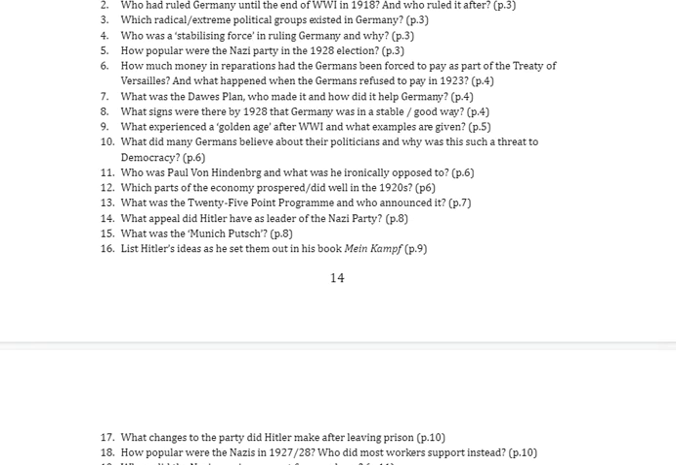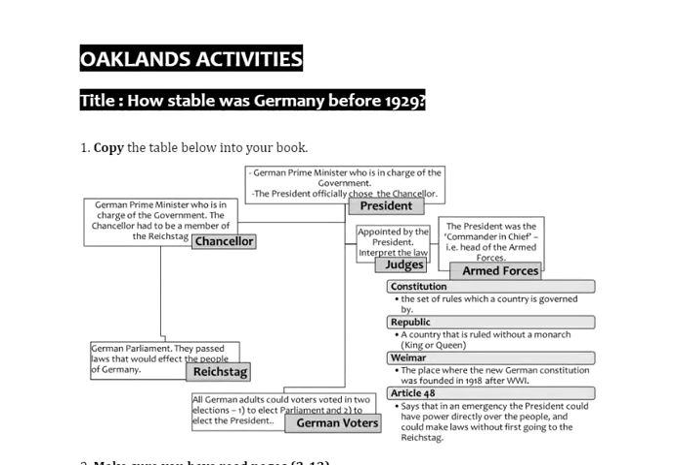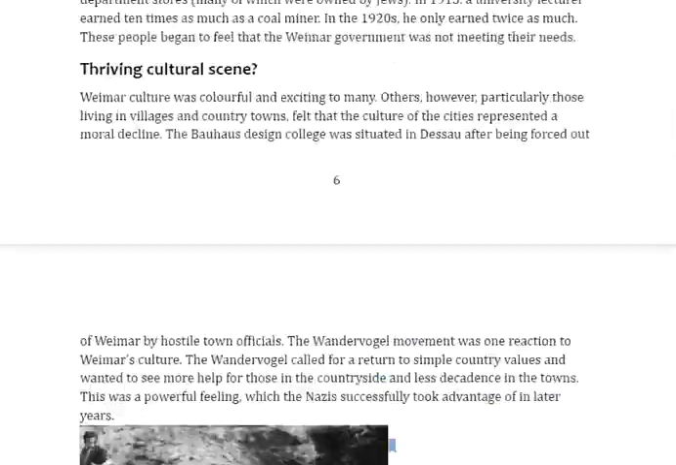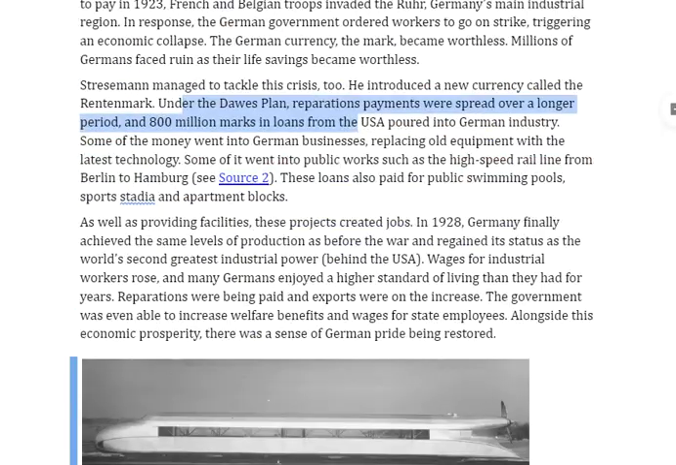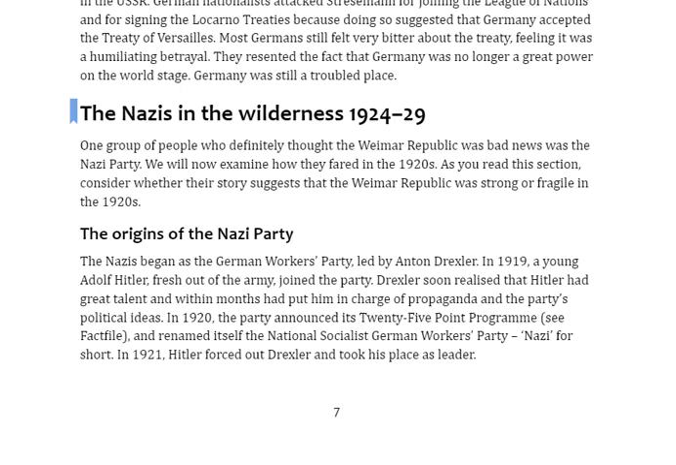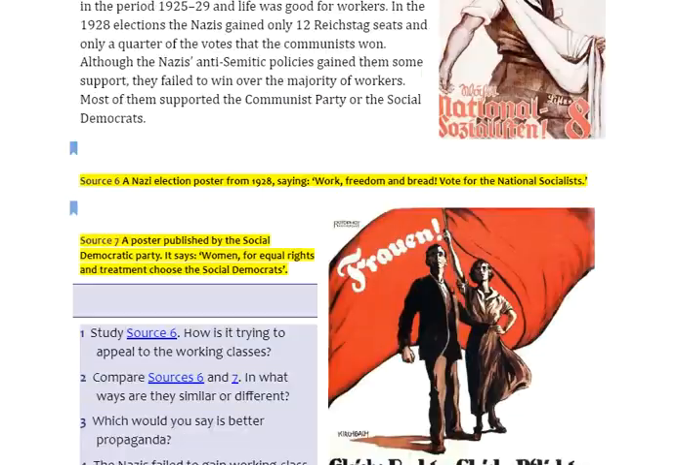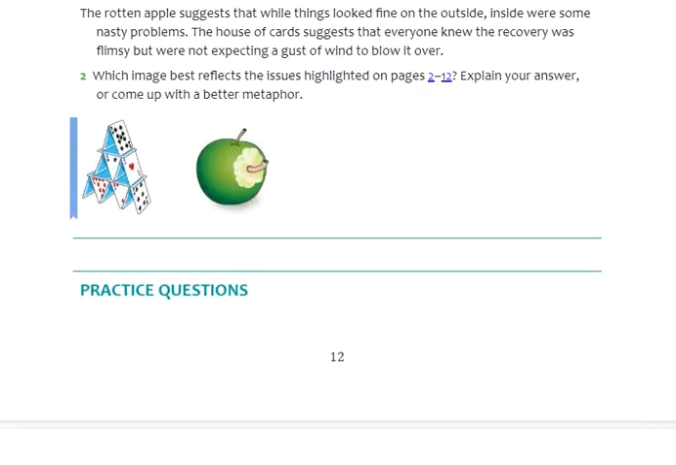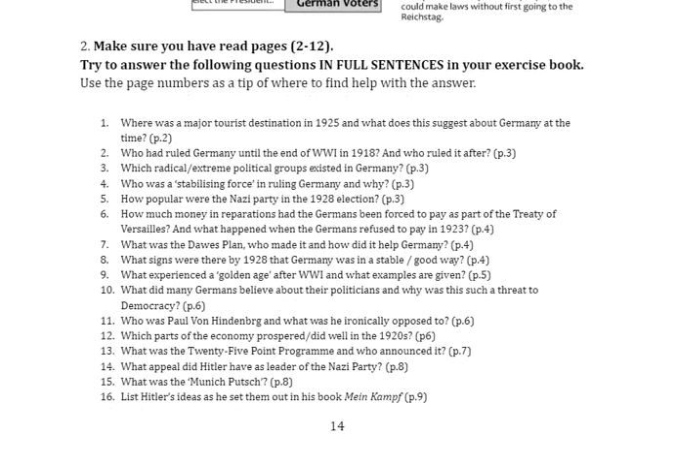Question number 8. What were the signs in 1928, sorry, that Germany was in a stable or a good way? Well, again on page 4, you will see there was mention of thriving culture, but also that the levels of production were the same as before the war, and they regained their status as the second greatest industrial power in the world. So economically, things seemed pretty good. Okay, so these are things that made people think at the time, well, Germany's in quite a stable way.